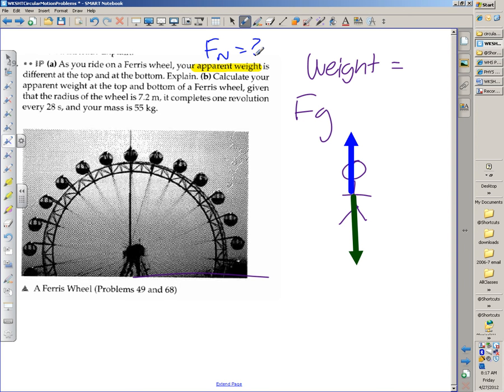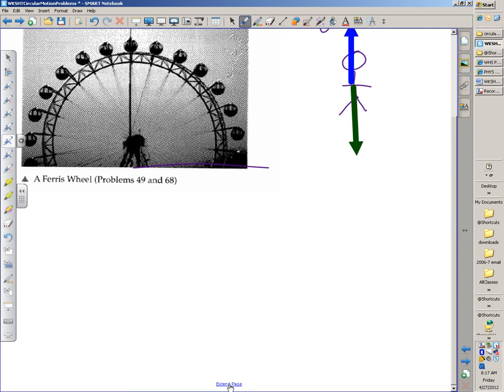Okay? So that's what we're going to do here in this problem. Good so far? So when we say no apparent weight, all that's asking you for is normal force. Okay? Let's talk about this Ferris wheel. Let's talk about the bottom of the Ferris wheel first because it's a little easier than the top of the Ferris wheel.